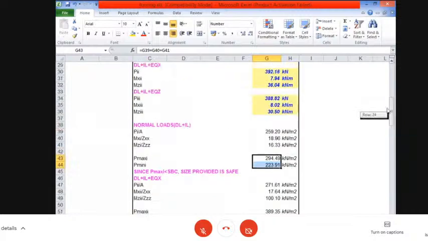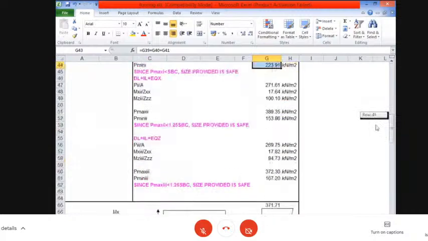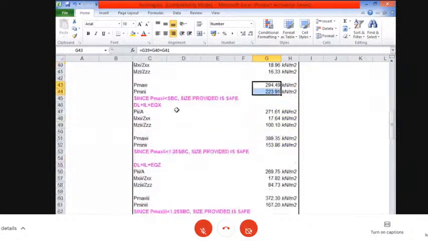What I had given is 600. So everything is within the limit. Similarly, I am checking for dead load plus live load plus seismic load.